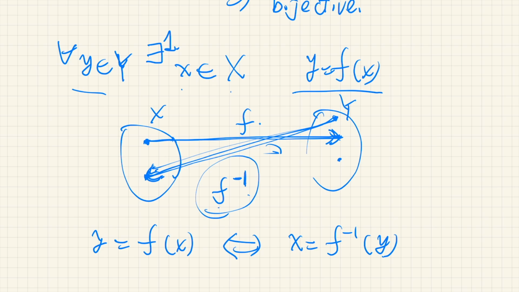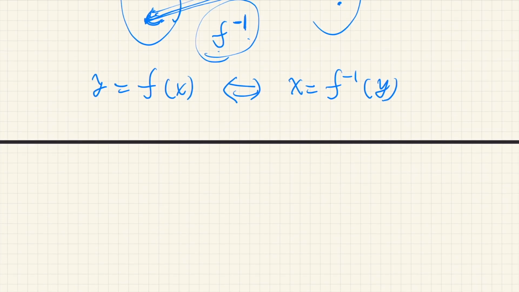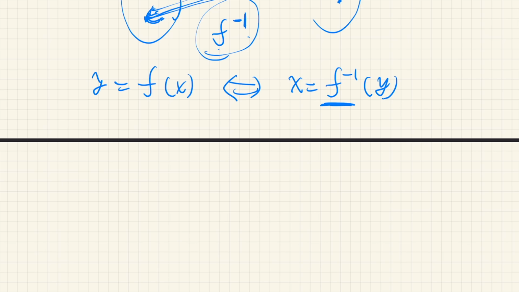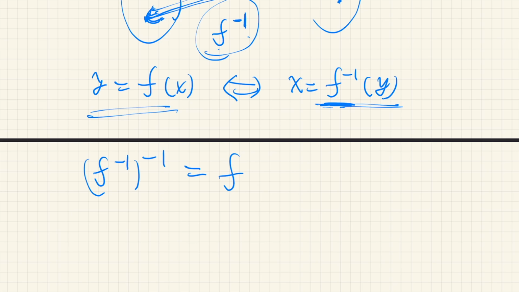And vice versa means, what is the inverse map of f inverse? The inverse of f inverse is actually equal to f itself, right? If this holds, then this holds. If this holds, then this holds. So that means f inverse is also bijective. So there should be the inverse of f inverse, and that is actually equal to the original map f.